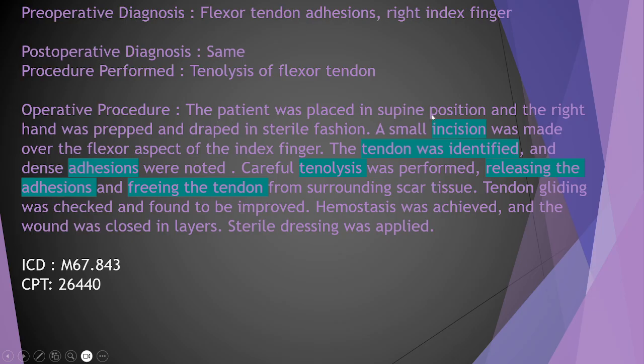So the patient was placed in the supine position, and the right hand was prepped and wrapped, and a small incision was made over the flexor aspect of the index finger, and the tendon was identified, and dense adhesion was noted. Careful tenolysis, a direct tenolysis, was performed, releasing the adhesion and freeing the tendon from the surrounding scar tissue. The tendon gliding was checked, found to be improved, and hemostasis was achieved, and the wound was closed in layers, and the sterile dressing was applied.